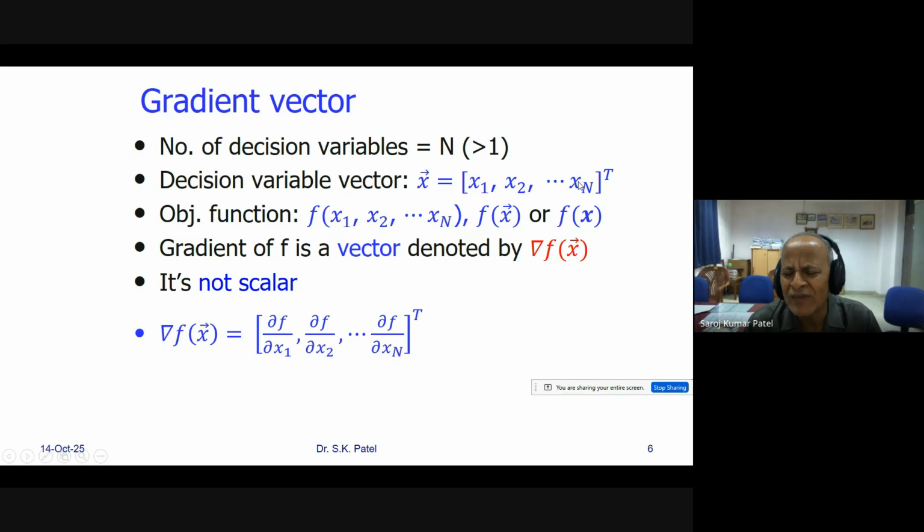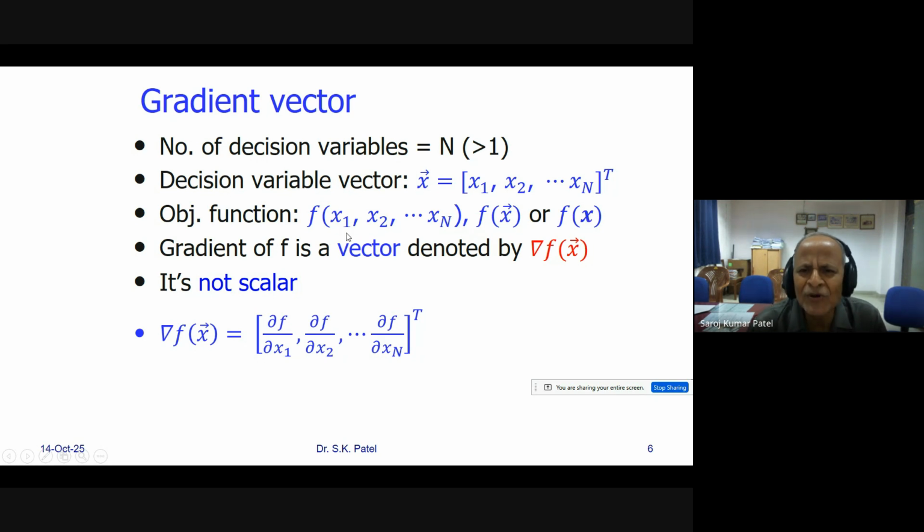So x1 to xn, there are n number of unknown variables. This we represent as a vector called x, vector x. Sometimes we represent it as vector x or bold x. In the book, usually you write the notation bold x. So the objective function will be f of x1 to xn, or it can also be represented as f of vector x or f bold x.